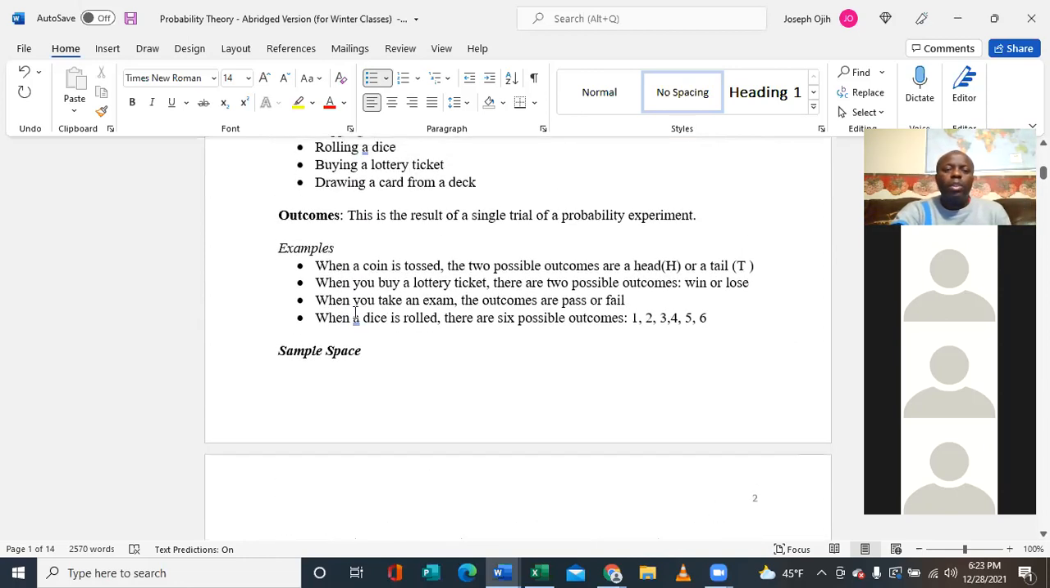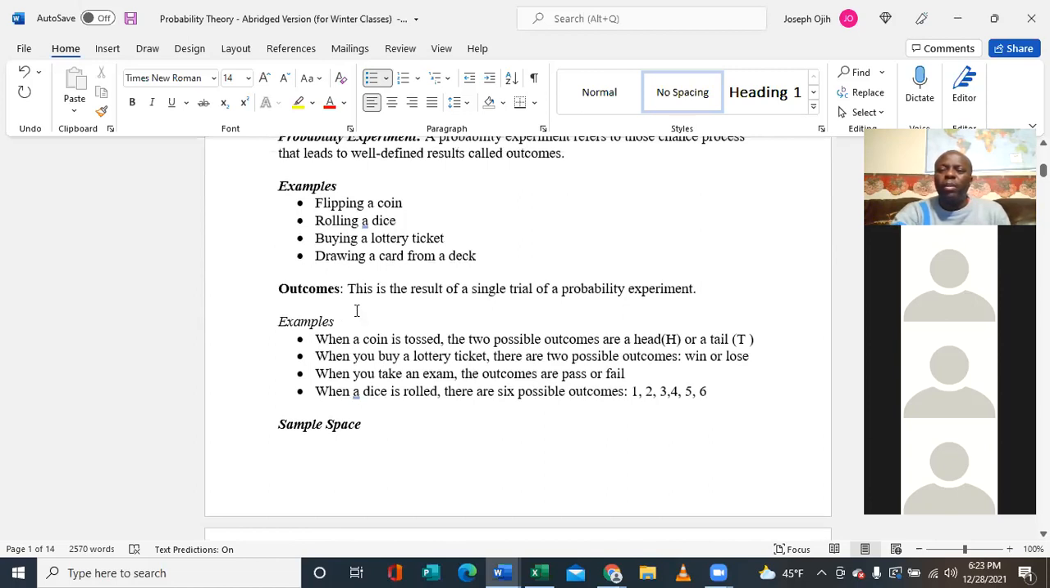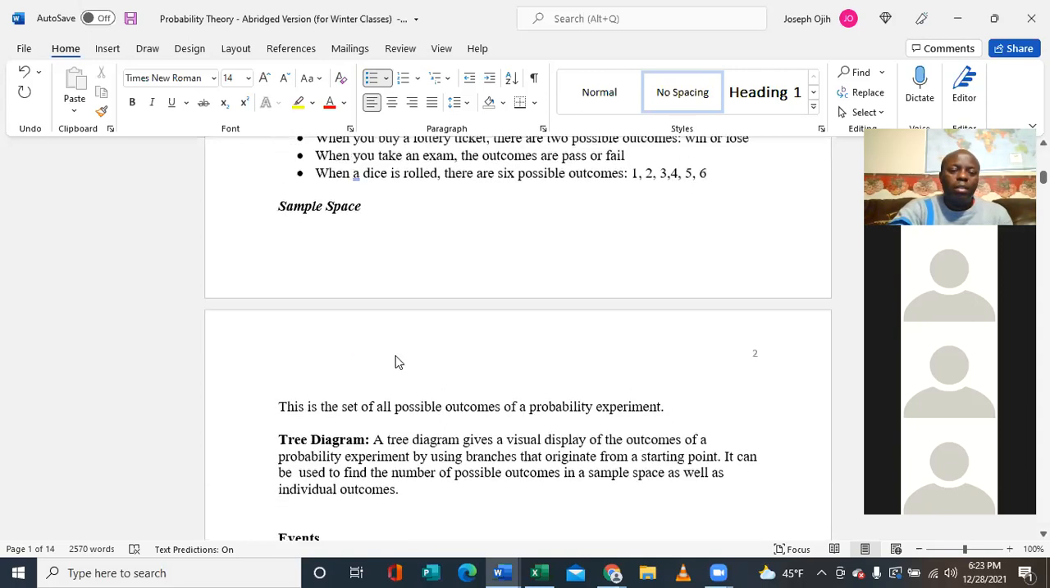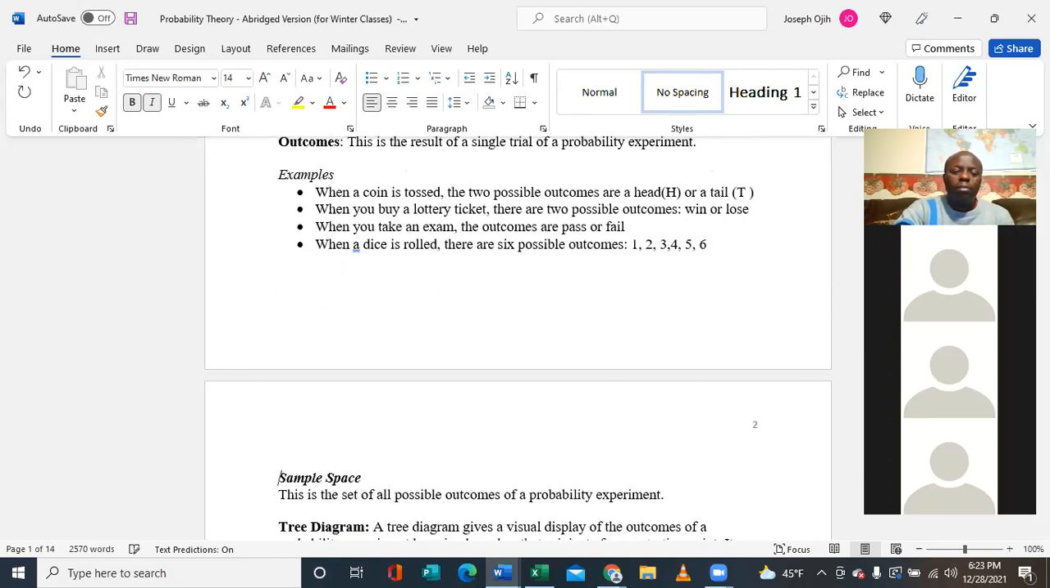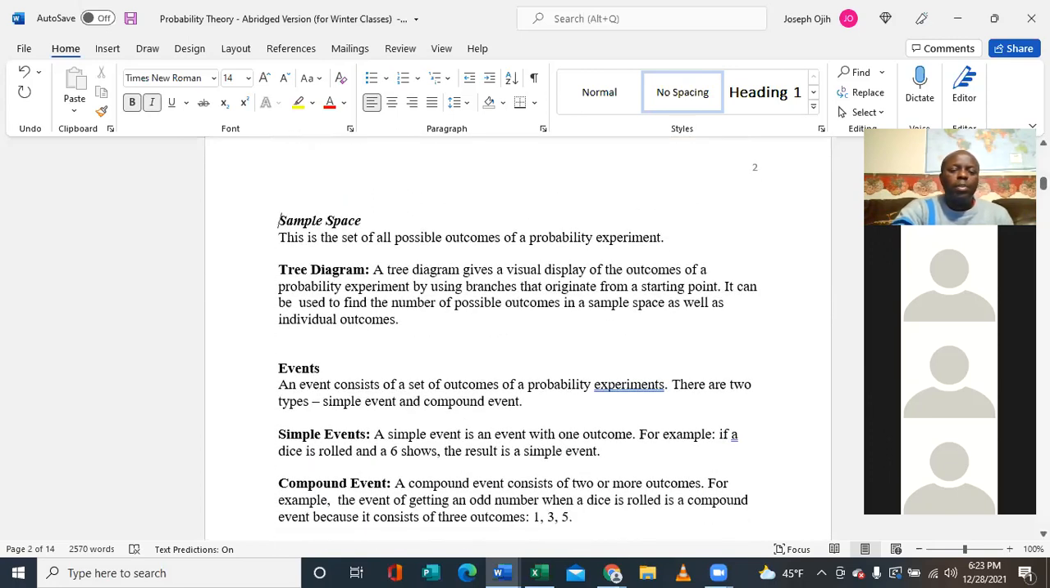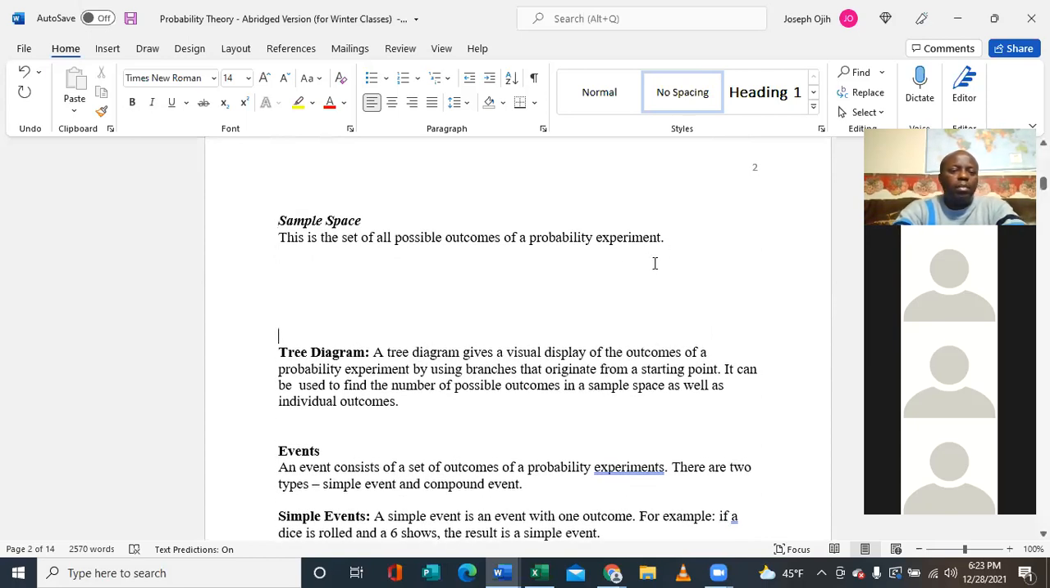Okay. Now, these are very important whenever you are solving probability. You need to know what the sample space is, and also what the outcome is. Then with that you can be able to figure out what the probability is. So let's look at sample space in a more elaborate form. The sample space is a set of all possible outcomes of the probability experiment.